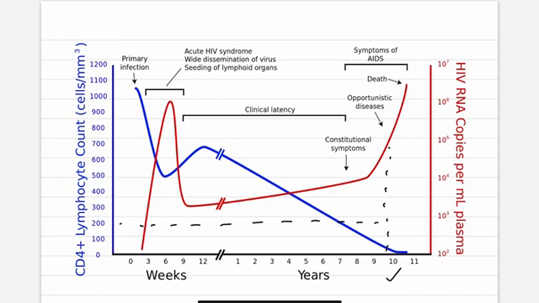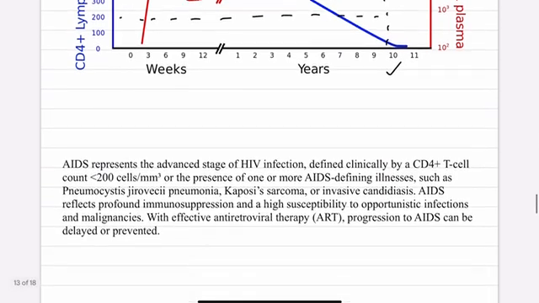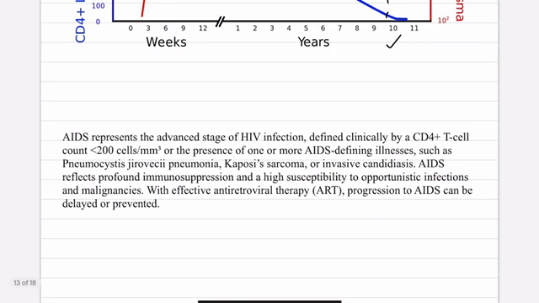So, what is the definition of AIDS? You can remember, AIDS represents the advanced stage of HIV infection and is defined by a CD4 count of less than 200 cells per mm cube or presence of one or more AIDS defining illness. So the question was, which of the following is not an AIDS defining illness?